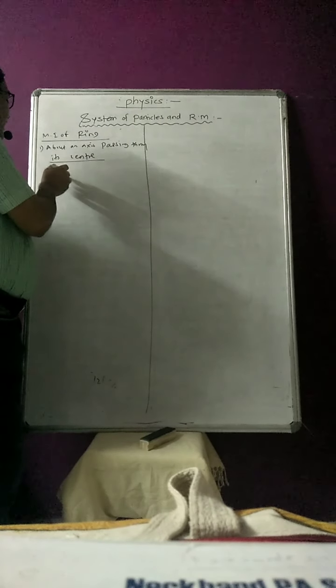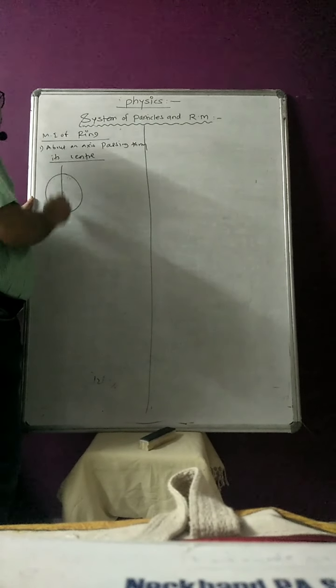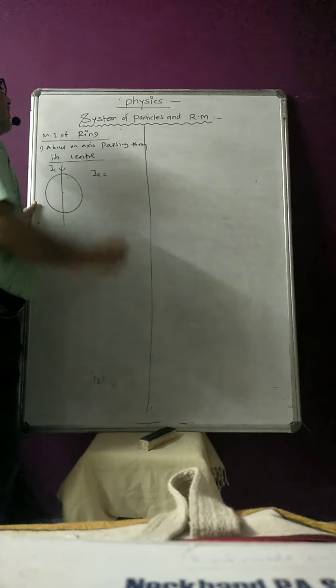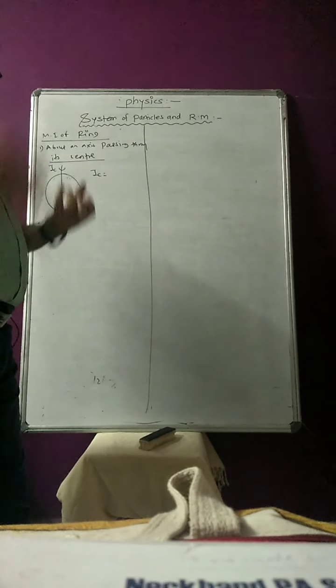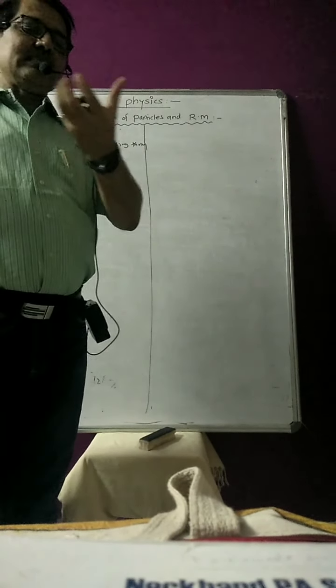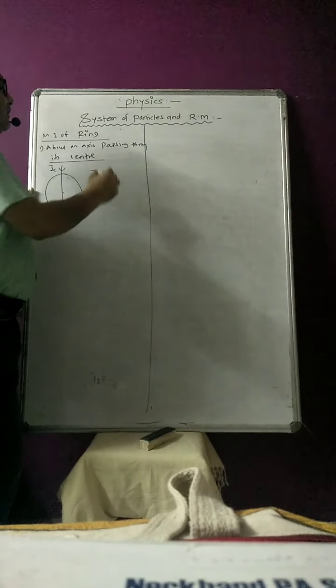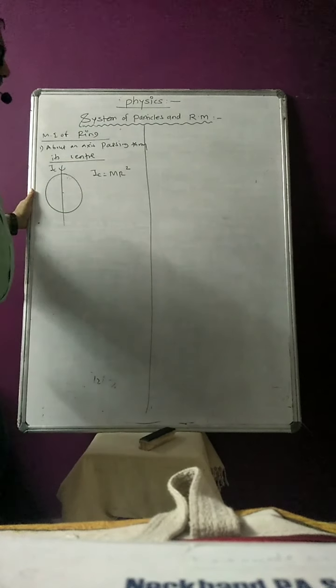So suppose I consider this is the ring. Here this is the center, and I want to find out that moment of inertia. So moment of inertia of a thin ring about an axis which is passing through the center perpendicular to its plane is, now you can see it. So this is the ring and I want to find out about this axis. So that answer will be MR square.